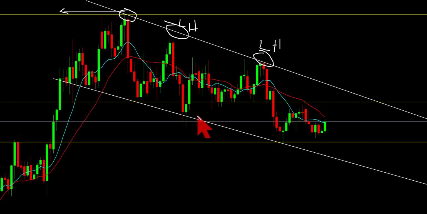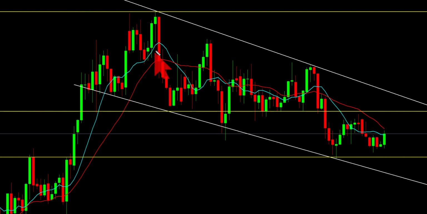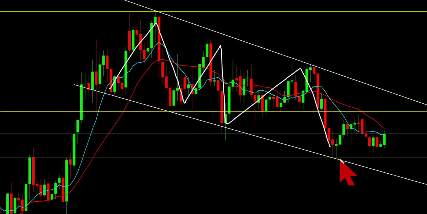Remember, we had the formation of a head and shoulders right here, which did fail. This is the neckline, and then this is the shoulder right here, which did fail. But since then price has been moving in a falling wedge, and this is the formation of how the price has been moving right here, moving up, testing up and down. So right here, I sent the signal to my members.